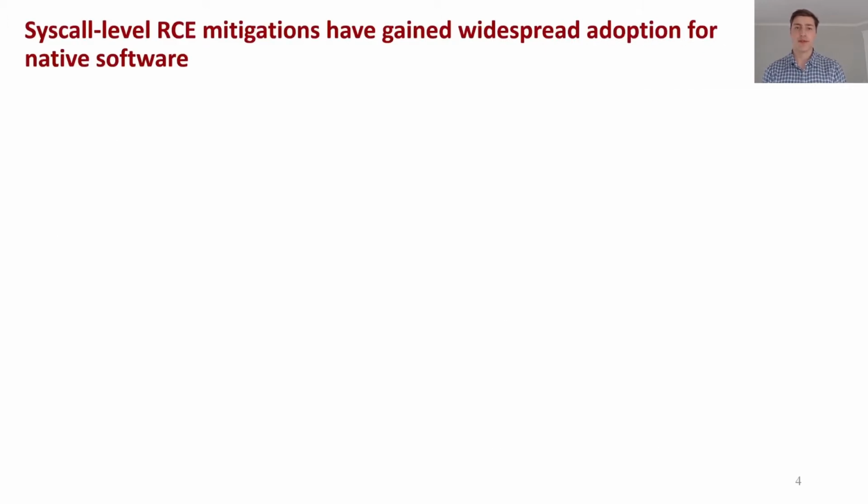Now, for native software, in addition to hardware-level defenses such as non-executable memory, mitigations at the software OS or syscall interface have gained widespread adoption in the last years. Essentially, developers have recognized that exploits are of limited utility if attackers are unable to invoke dangerous syscalls and gain additional access to sensitive resources on the system.